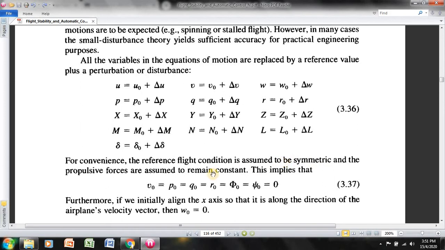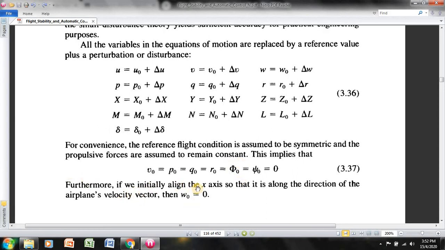Based on this assumption, V naught, the side velocity at equilibrium, is zero because you are flying straight forward. Any of the rates, roll, pitch, and yaw rates, are all zero. So the aircraft is level and steady, and the roll angle and side angle are also zero. Furthermore, if we initially align the x-axis along the direction of the airplane velocity vector in level flight, and the angle of attack is assumed to be very small and it's not climbing, then W naught is also zero, so there is no vertical velocity initially.